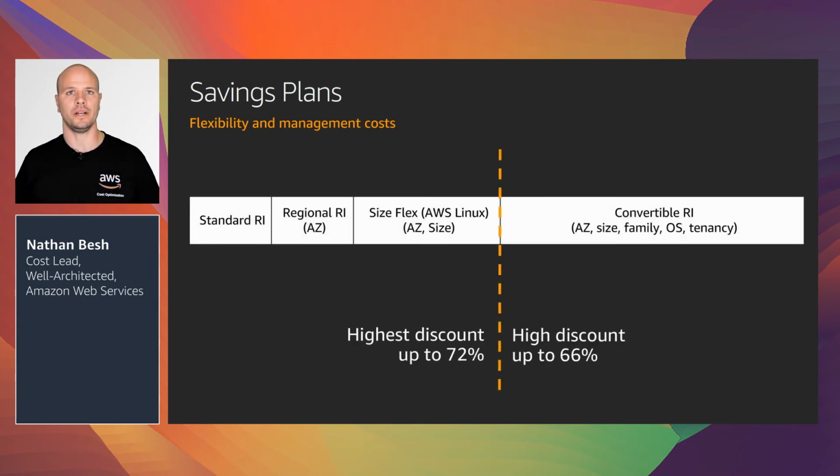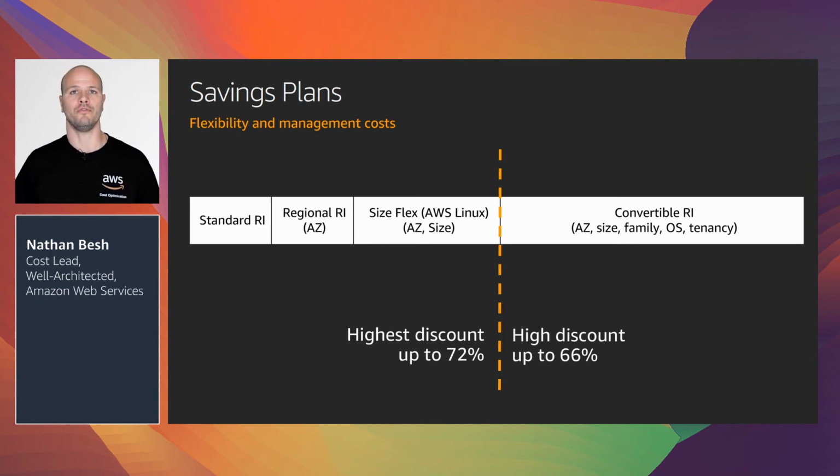We've got the standard RI. We then introduced the regional RI, which gives you flexibility of the availability zone. We then implemented AWS Linux size flexibility, which gave you flexibility around the availability zone and also the size of the instance. They were the highest discount at 72%.